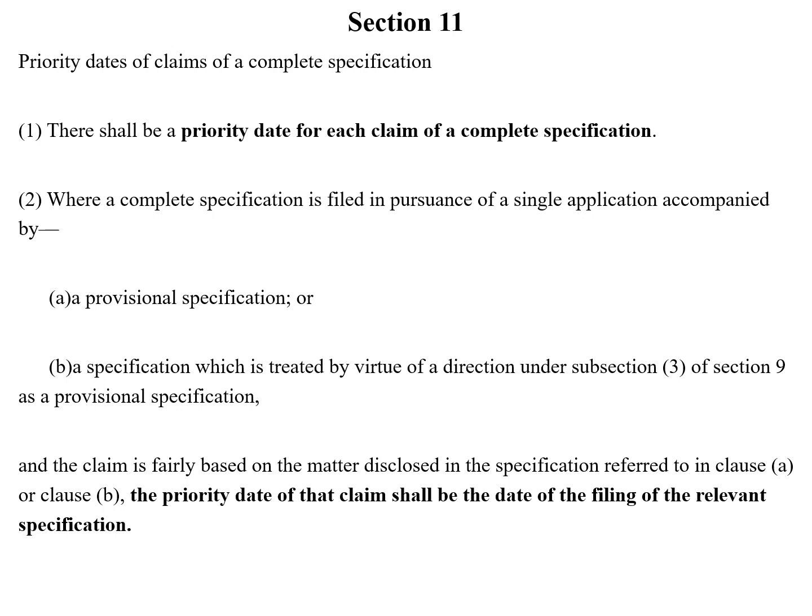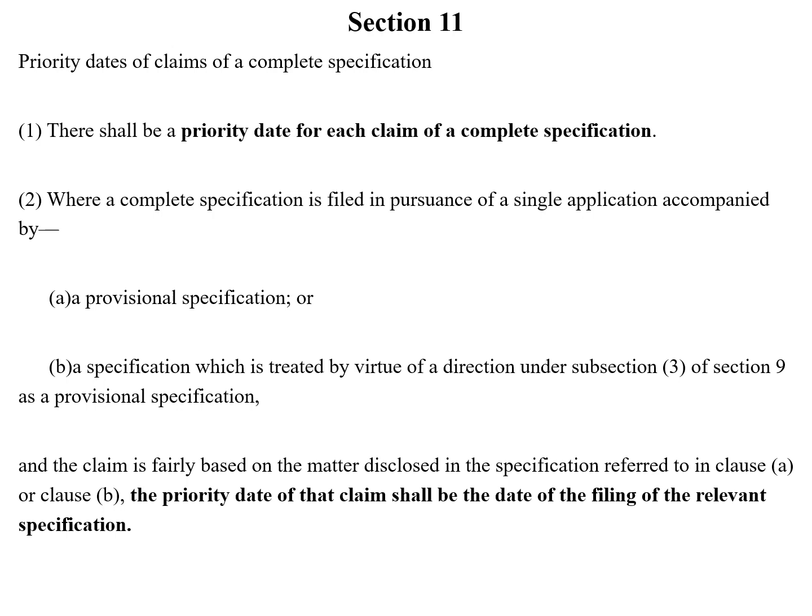Then subsection 2 says that for a provisional application or a specification which has been filed under subsection 3 of section 9, you would remember that subsection 3 of section 9 says that a complete specification can be converted into a provisional specification. It says that the priority date of that claim shall be the date of the filing of the relevant specification.